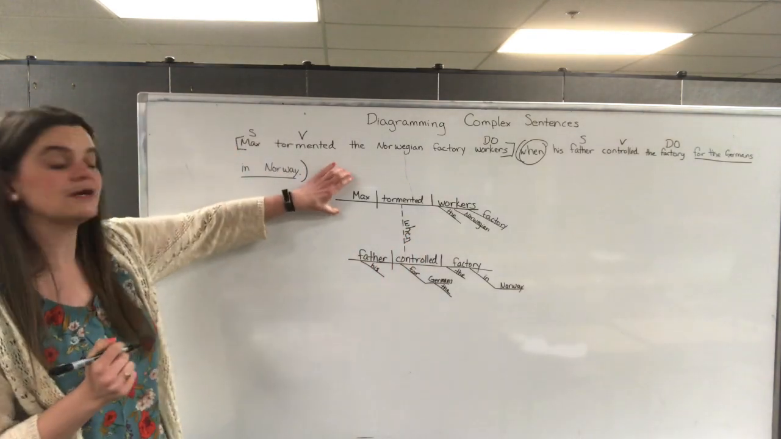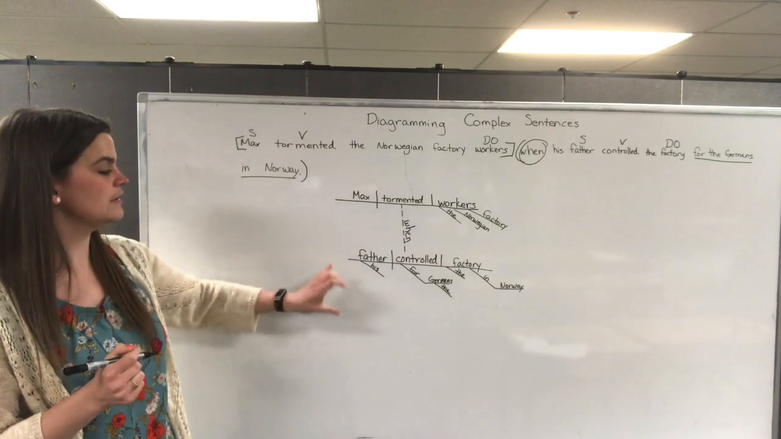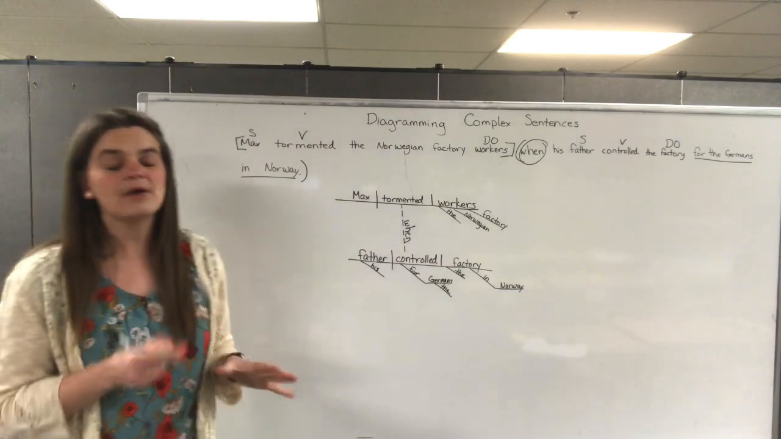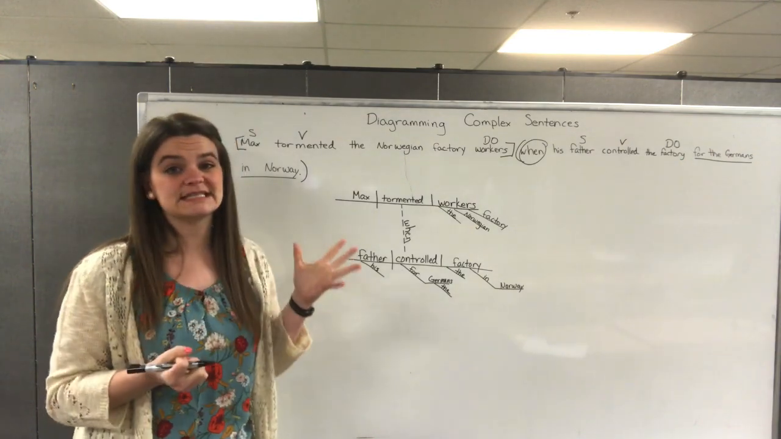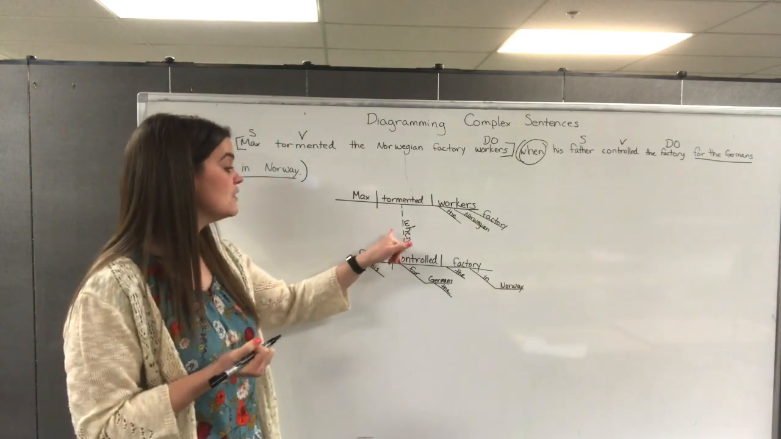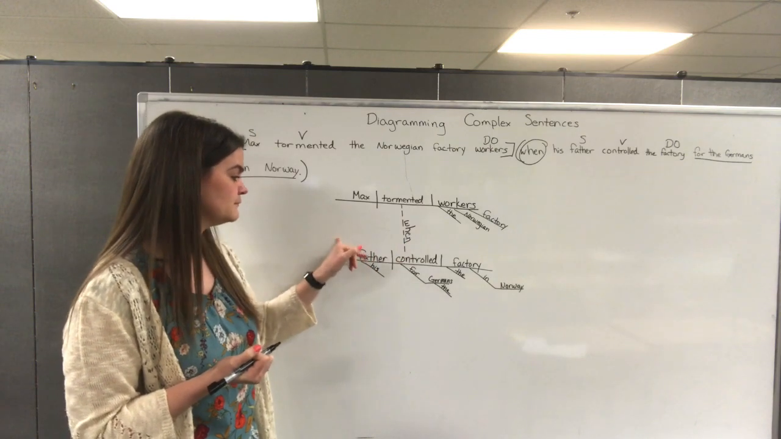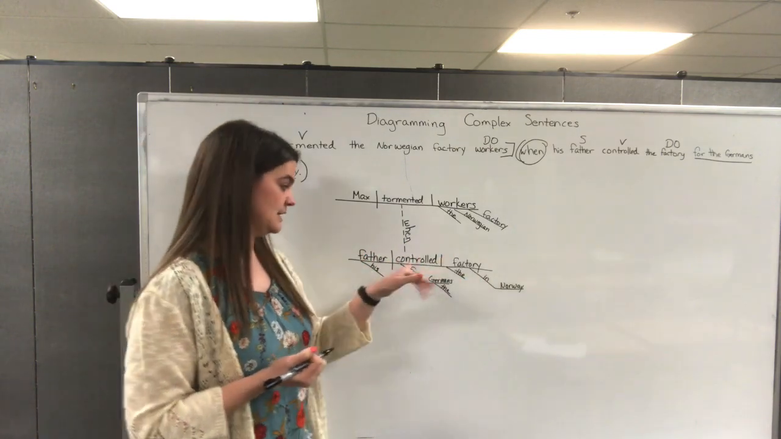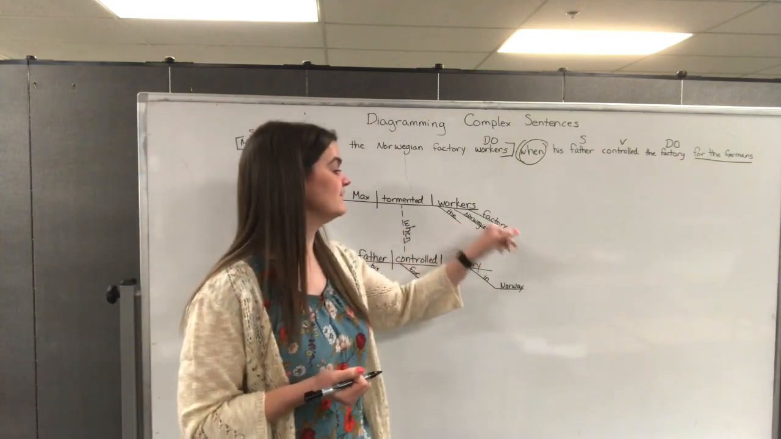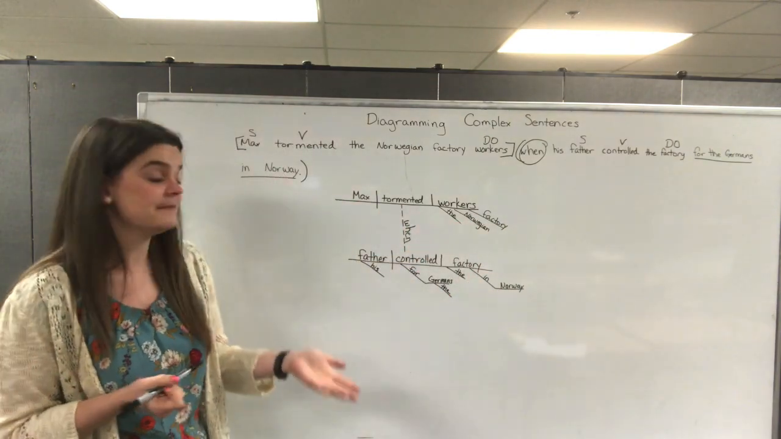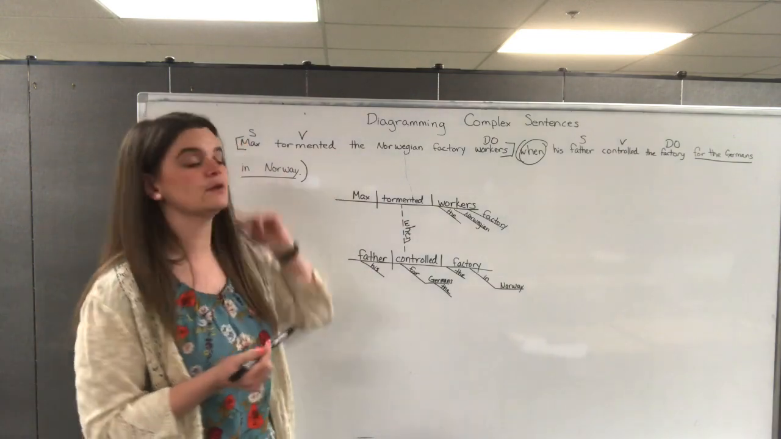So now we know this is our independent clause followed by our dependent clause. Now if we were to just see this diagram, we could read it, we could create a sentence either way. We could either say, when his father controlled the factory in Norway for the Germans, Max tormented the Norwegian factory workers. We could read it that way, and that would be just fine. Or we can read it the way it's written.